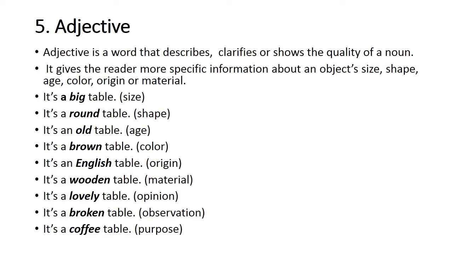So all these adjectives are showing the quality of a noun, that is table. Big is showing its size, round is showing its shape, old is showing its age, brown is showing its color, English is showing its origin, wooden is showing its material, and lovely is describing its quality. Broken is showing a sort of observation, and coffee is showing its purpose. So all these adjectives are showing the quality of a table.